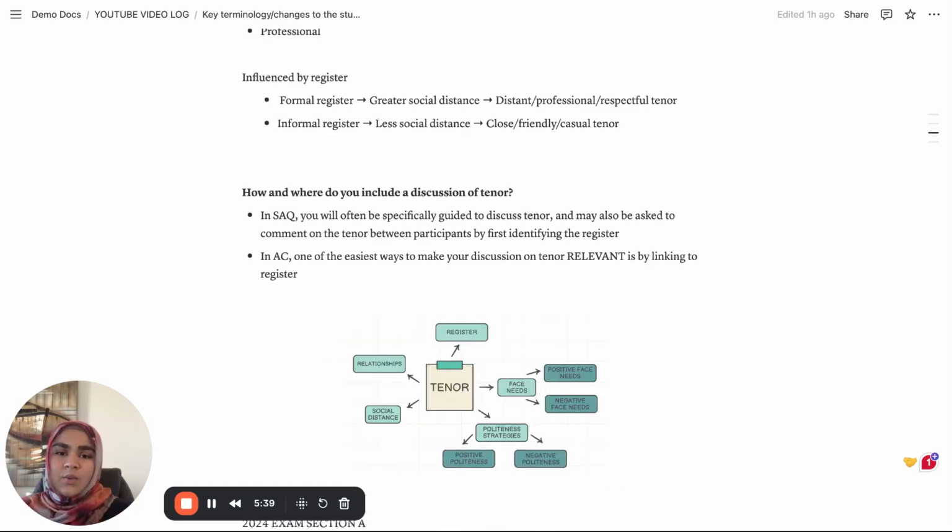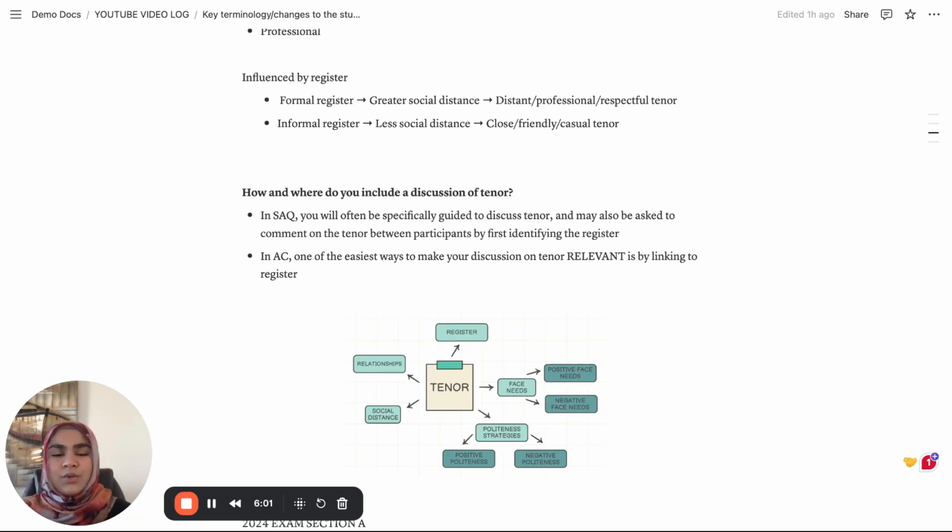So how and where do you include a discussion of tenor? Now, the two main places where you can discuss tenor very specifically is in SAQ and AC. You might still talk about it in your essays, but obviously it's not one of those things you have to talk about. But in SAQ and AC, you might get asked about it in an SAQ, and in AC, you're going to have to address it.